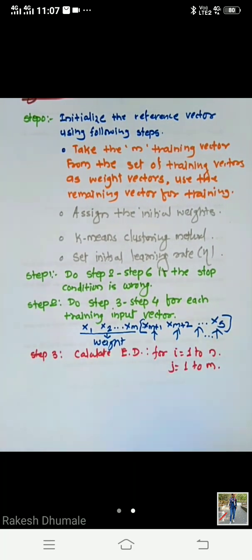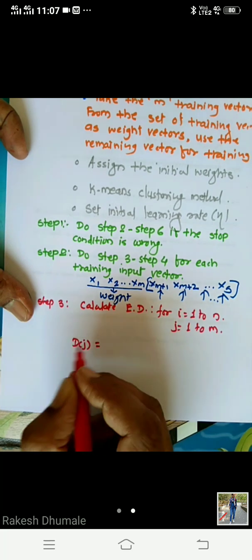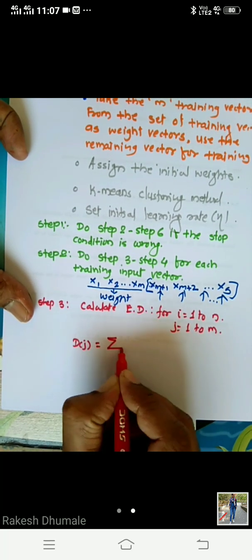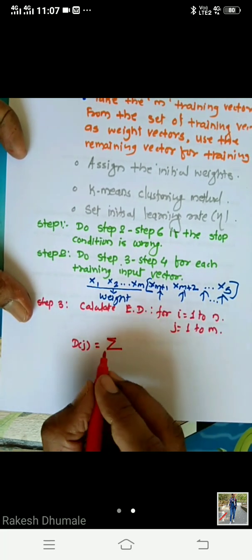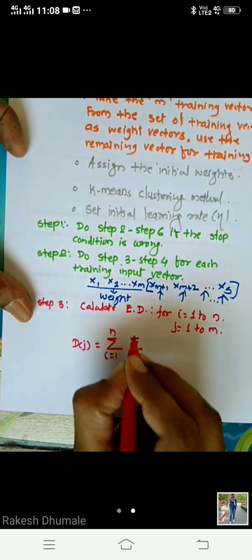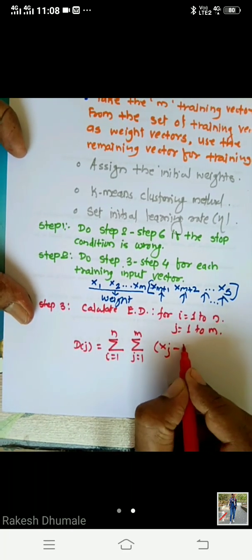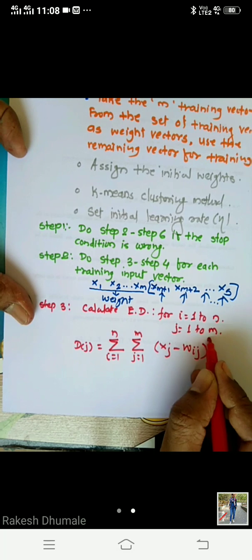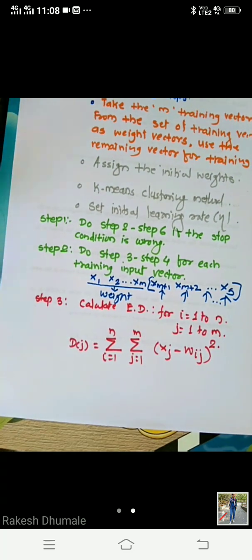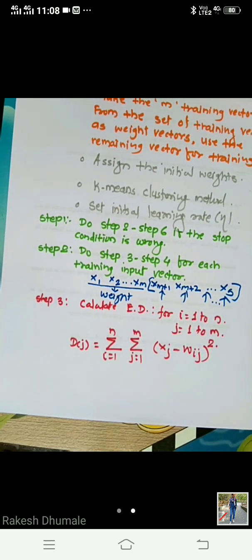So here I will show how to calculate this Euclidean distance. It is given as dj is equal to the summation, with two conditions, i from 1 to n and j from 1 to m, of (xi minus wij) squared. Are you getting this one? So this is the calculation of Euclidean distance.